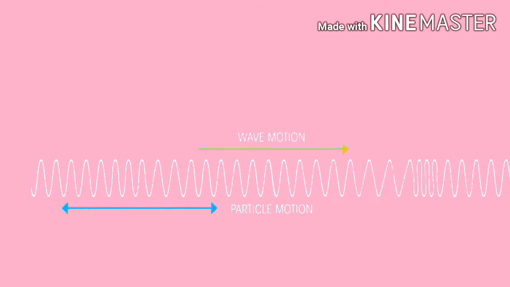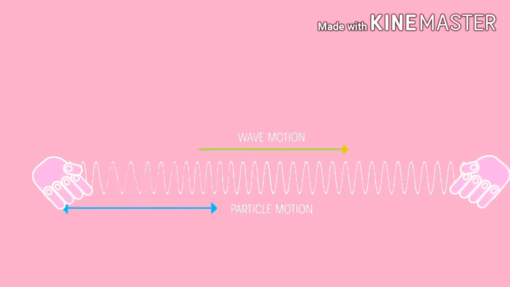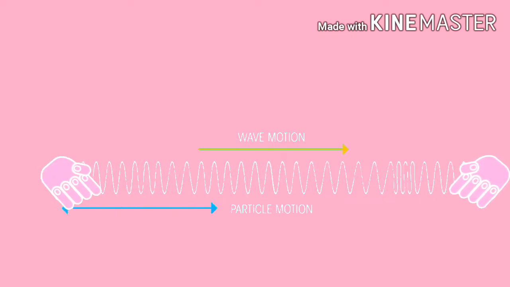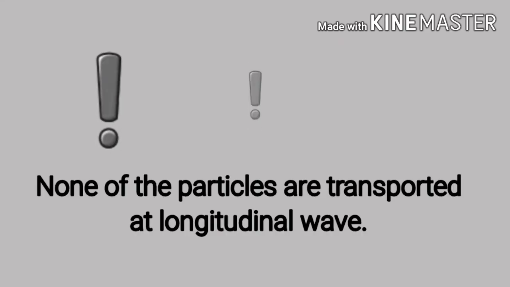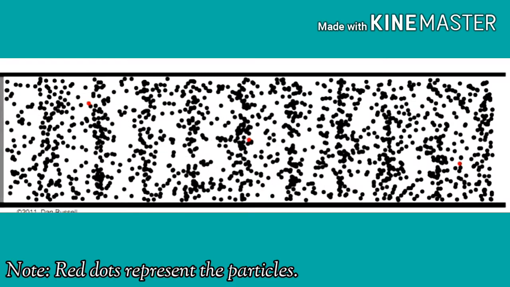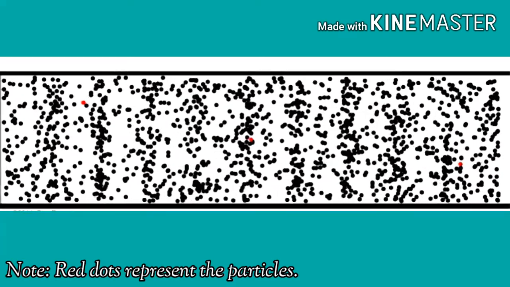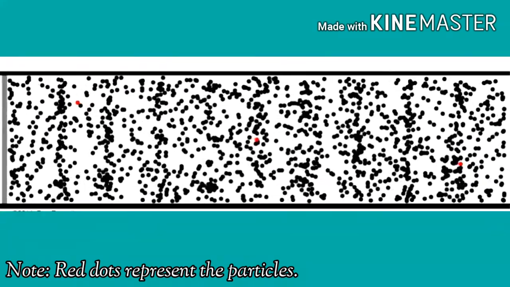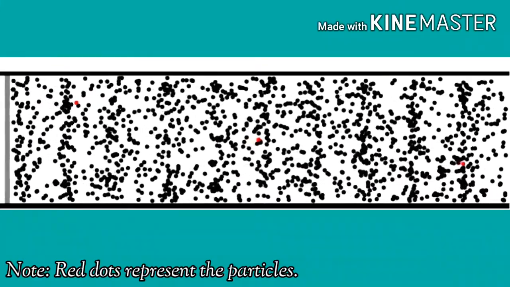Observe the movement of the longitudinal mechanical wave. You will see that the compression moves from left to right. Thus, the energy is transferred from left to right. But take note, none of the particles is transferred in a longitudinal mechanical wave. Instead, they move backwards and forwards between the compressions as the wave is transmitted through a medium.